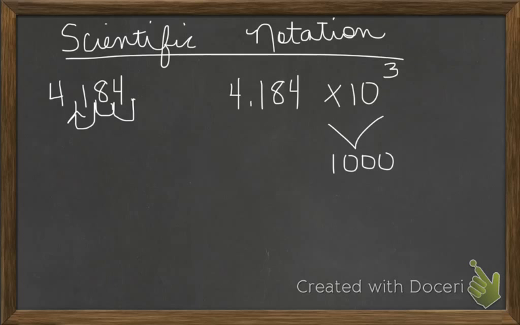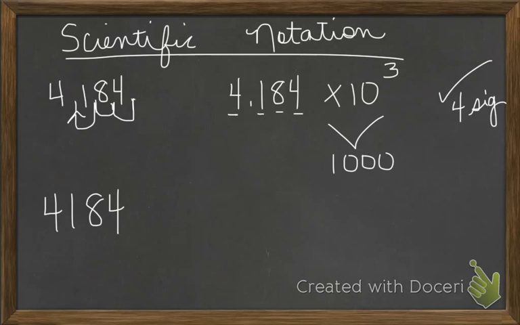What if I wanted to record the number 4,184? If I look at this first number, how many significant figures are in that number? There's 4 sig figs in that number. The exponent in your scientific notation has nothing to do with significant figures. You only look at the numbers before your exponential function to determine sig figs.